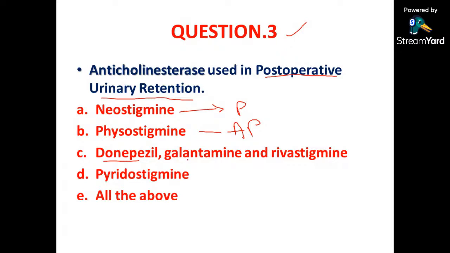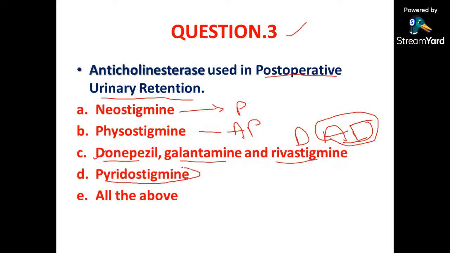We have donepezil, galantamine, and rivastigmine. These three drugs are anticholinesterase inhibitors, which are used particularly in dementia or in Alzheimer's disease. They will ask this in the upcoming examinations: the anticholinesterase drug which is used in Alzheimer's disease. Any of the options is correct. Donepezil, galantamine, and rivastigmine are acetylcholinesterase inhibitors which are used in Alzheimer's disease.